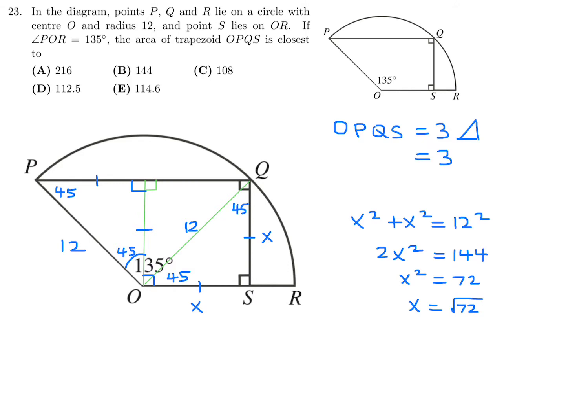So 3 times the triangle, well, one triangle is 1/2 base times height. The base is x, the height is x. So this is 3 over 2 x squared. Well, x squared I just got was 72. So it's 3 over 2 times 72, and that is 108. So number 23, the answer is C.